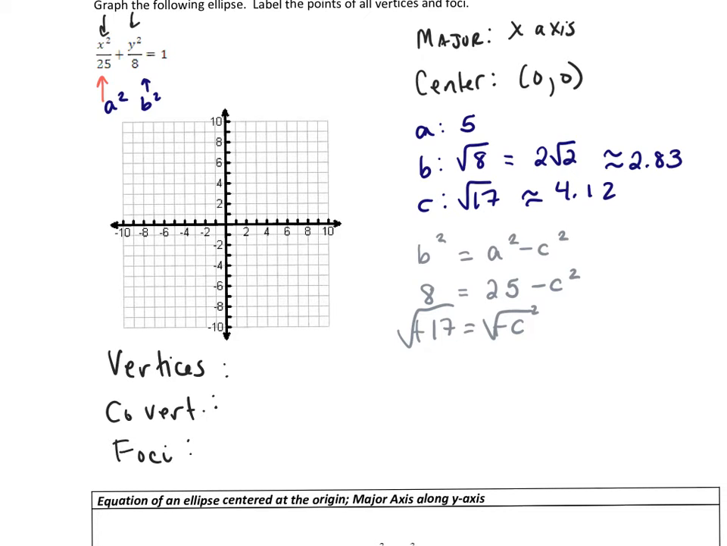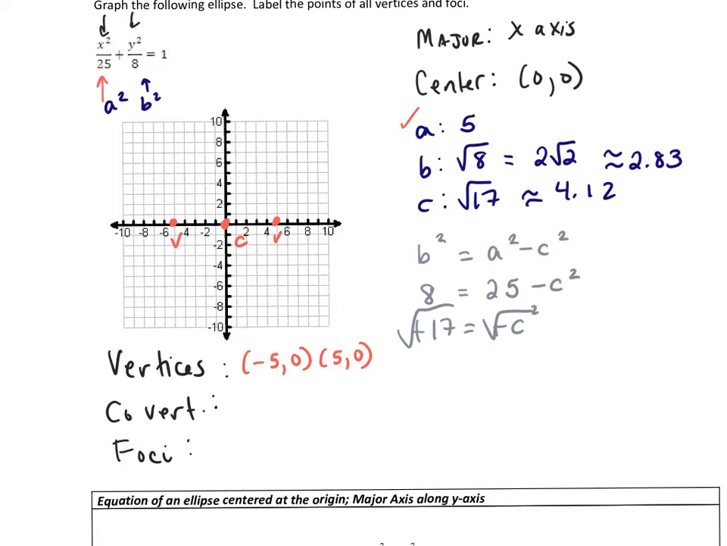So first I'll start with my center, which is at 0, 0. Let's put a little C there. And the major axis is on the x-axis. That's really important because my distance is going to be 5. So I'm going to go out 5 units on each side to get my vertices. That's going to be real simple. My vertices are going to be negative 5, 0, and 5, 0.